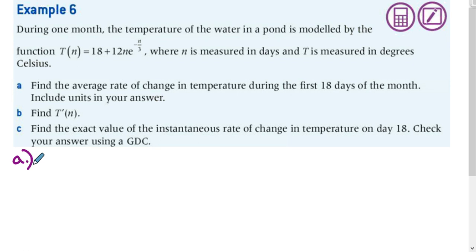So read them very carefully. This one asks for the average rate of change. Do I need to find the derivative for that? No. I'm literally finding the slope between 2 points, which means, and it says the first 18 days, I need to know T of 0 and I need to know T of 18. So use your calculator, go ahead and plug those in, and then we'll do our slope formula with it.